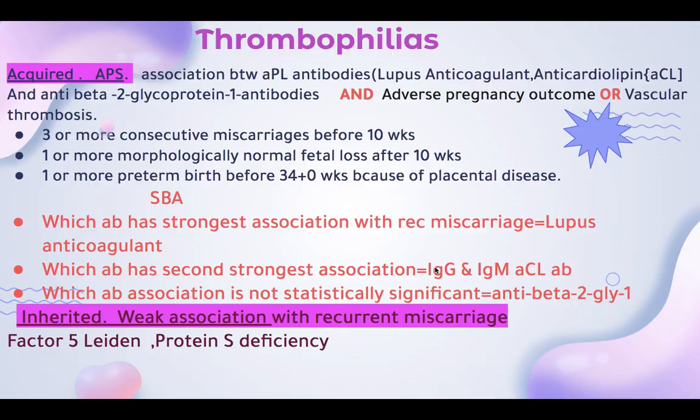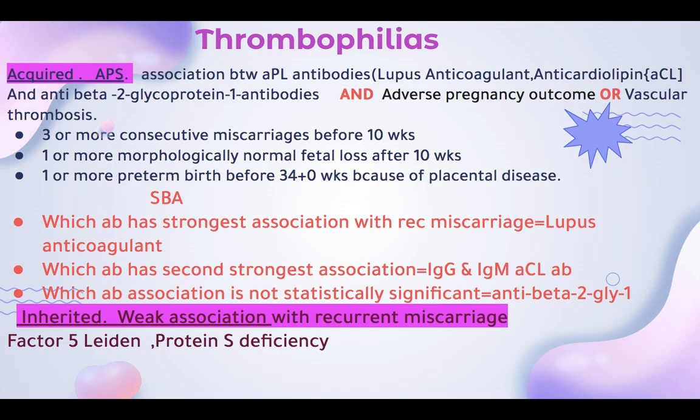Okay, and then comes here. Yeah, we were here. Inherited thrombophilias. What sort of inherited thrombophilias? The famous inherited thrombophilias, which are very famous in obstetrics, are antithrombin 3 deficiency, factor 5 Leiden mutation, protein S deficiency. All these actually have a weak association with recurrent miscarriage. So it means that in this particular guideline, we are not going to discuss them in detail, and it's also not going to influence the management of the patient, right?